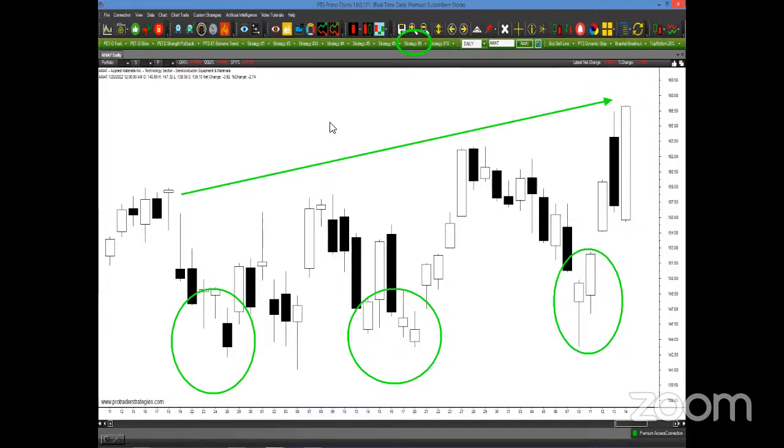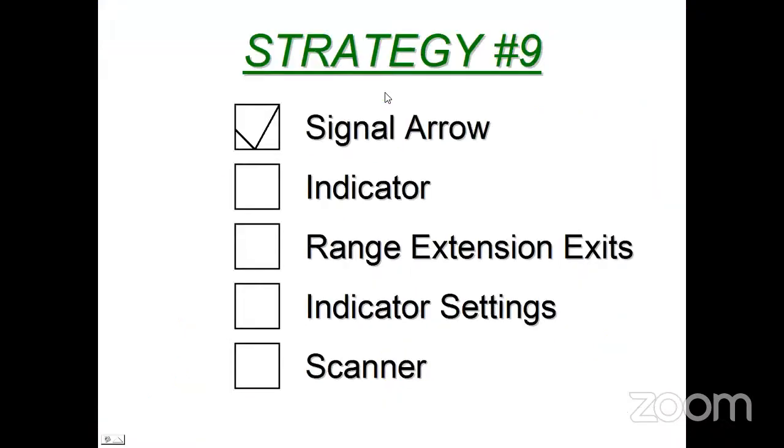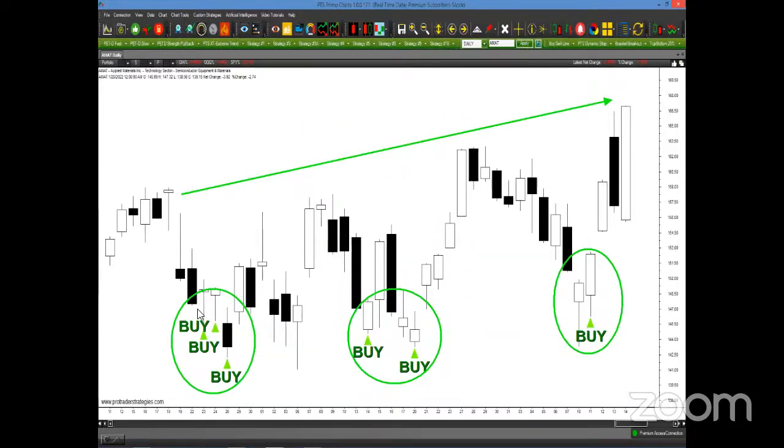Well, on our platform, as you can see here, click on strategy number 9, and in the drop-down menu, click on signal arrows. Once you know where the trend is and that you're in the pullback phase, click on signal arrows, and look at all these buys here that were generated right towards the lows, and right here, and right here. So you'll very rarely see strategy number 9 generate signals at the top. It's always generating them towards the lows. That's the beauty of a pullback setup.